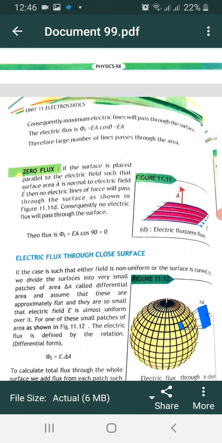But what is meant by the qualitative demonstration? Look at that, once the surface area is parallel to the electric field lines, in that situation less area is exposed to the electric field lines. So therefore a minimum number of electric field lines will pass across this surface area. So that's why this is the condition for a minimum electric flux.